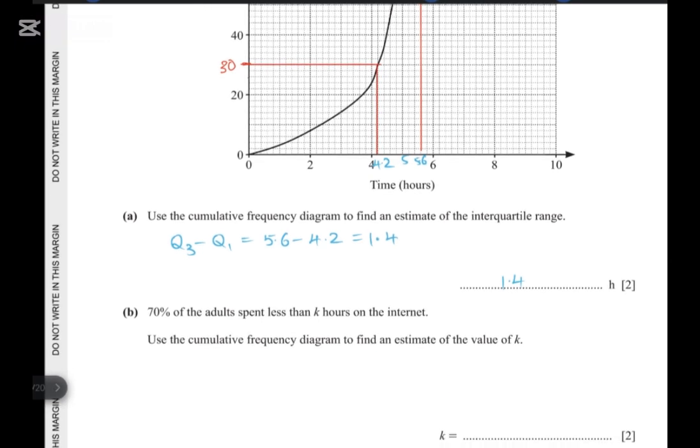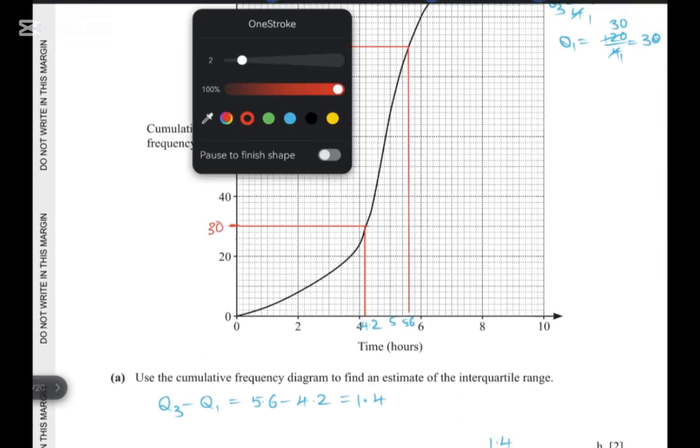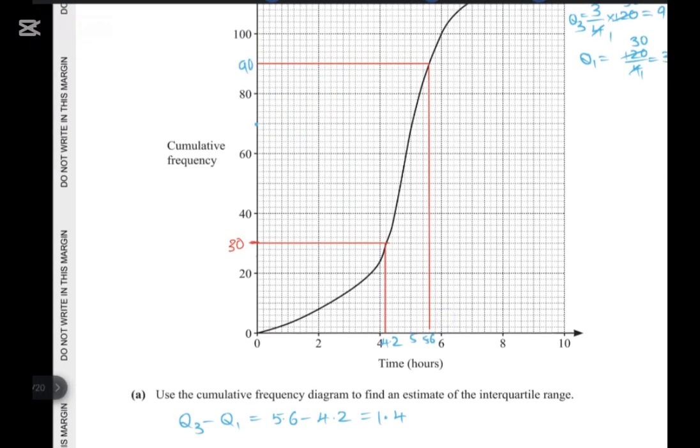To find out 70% of 120: 70% into 120, zeros get cancelled, 7 times 12 will be 84. Now see the 84th observation. 84 is after 82. This is the line for 84. And it is just one box before 5.6. That is 5.4.